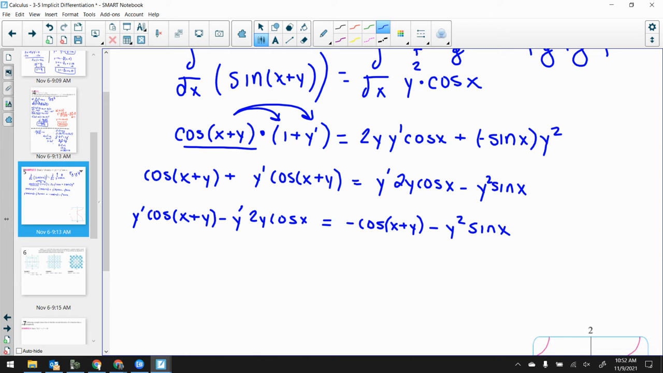Okay, now look over here. Both of those terms have a y prime in it. So y prime gets pulled all the way out. Cosine x plus y minus 2y cosine x.